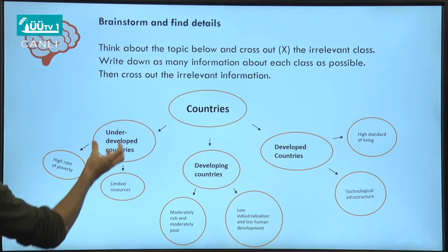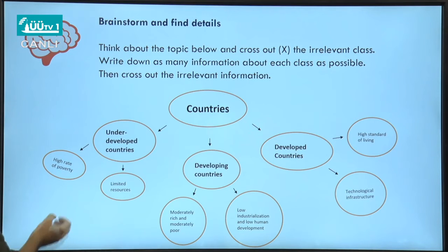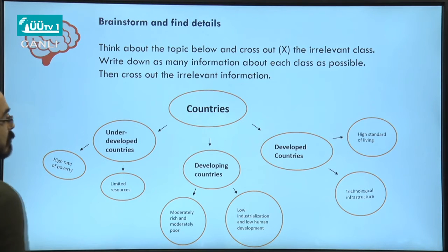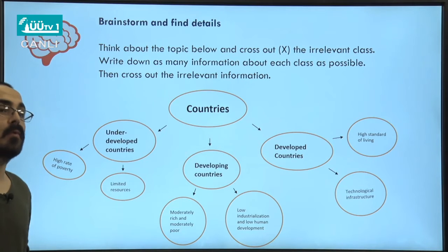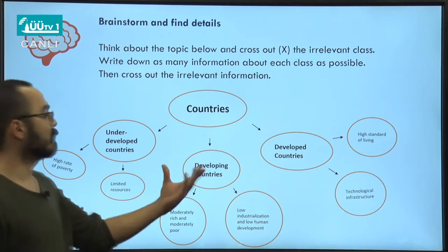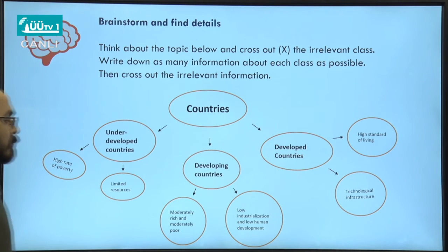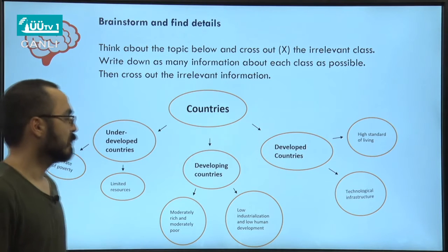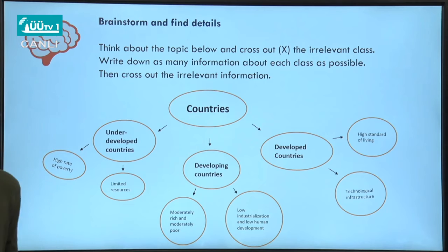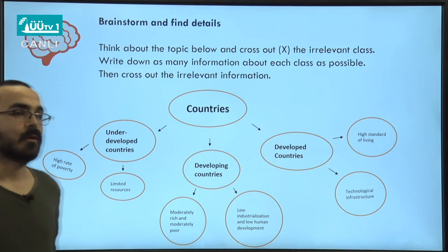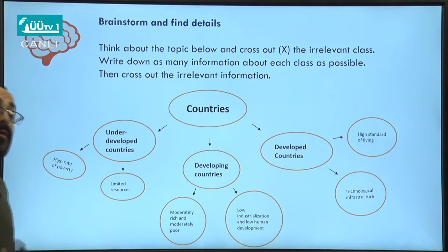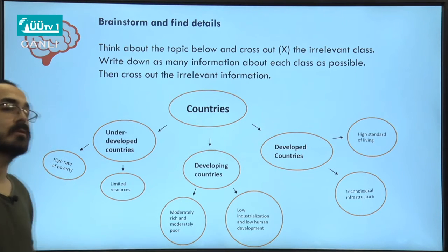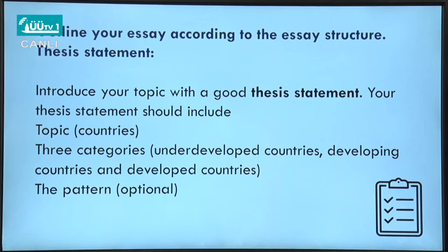So, underdeveloped countries, what can you think about them? High rates of poverty, limited resources, right? These are the certain aspects you can talk about, like the points you can mention, actually. Developing countries: moderately rich and moderately poor, low industrialization and low human development. So, as we have mentioned before, you're going to be giving examples in your essays. So you need to further support your ideas. And these are the points you're going to be talking about, all right? Good.